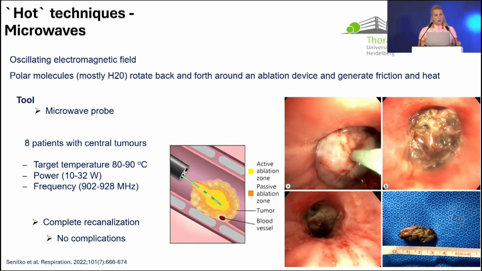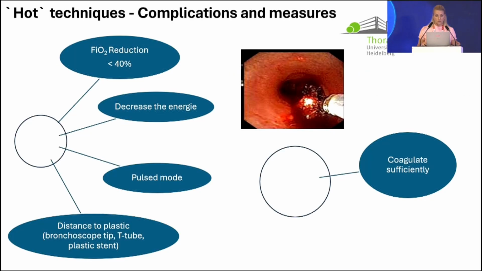About microwaves, we know microwave ablation of the liver, and now also of lung tumors, but it can also work for central tumors, to ablate them and to relieve central obstruction. This is a study from 2022 with 8 patients. The study mentioned the targeted temperature is 80 to 90 degrees. There are polar molecules which rotate back and forth at the probe, so this is a different way of working. They did achieve complete recanalization of the lumen without complications in the study. So we might be able to use it in the future in our unit also.